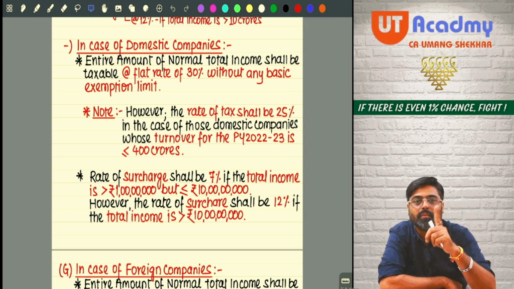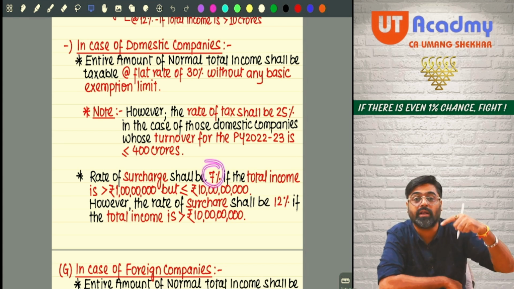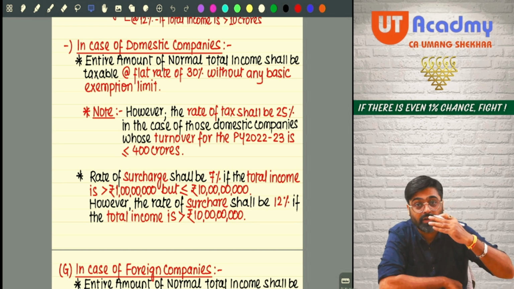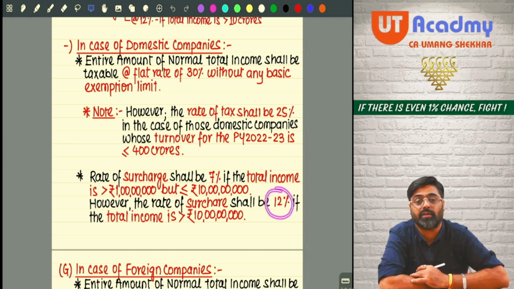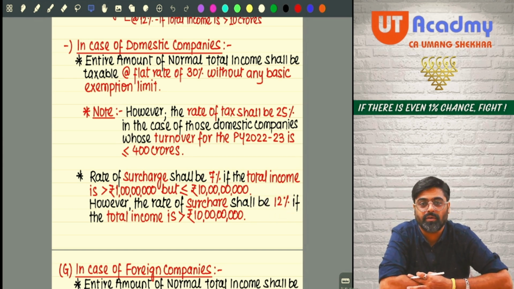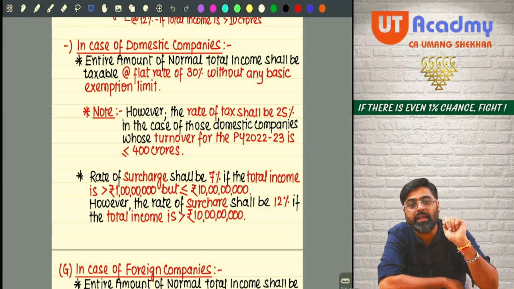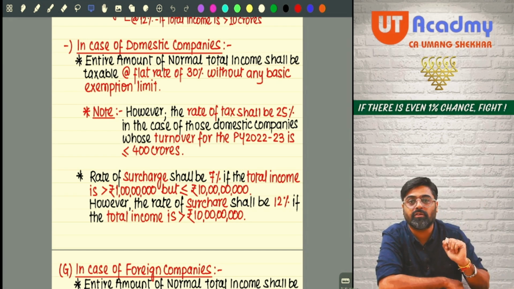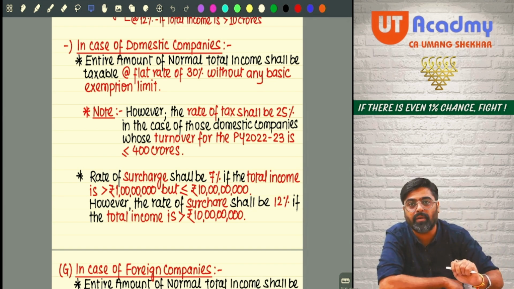Normal tax plus special tax, total tax. On that you will have to apply surcharge of 7% if the total income is more than 1 crore. But if the total income exceeds 10 crores, then the rate of surcharge will become 12%. Wait, this is domestic company. If you are a domestic company, during the previous year 24-25, the rate of tax applicable is how much? 30% on your normal total income.